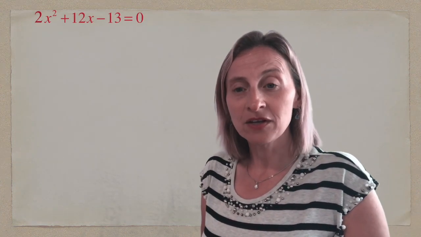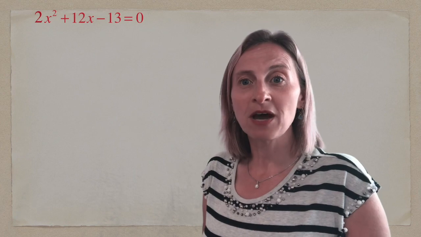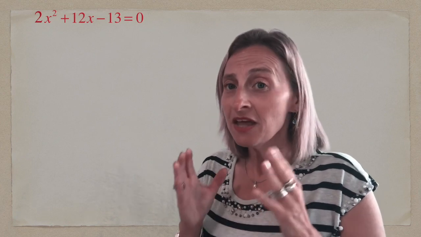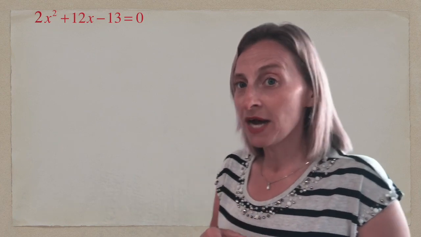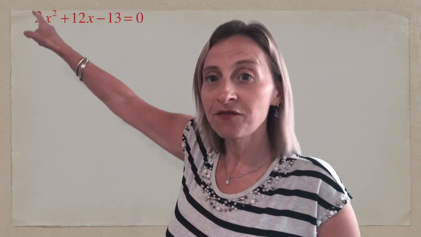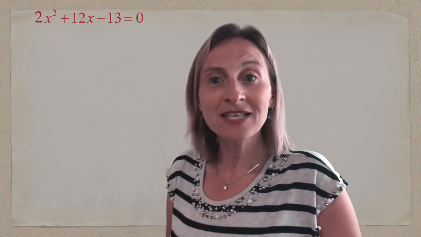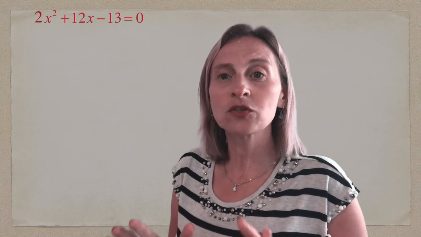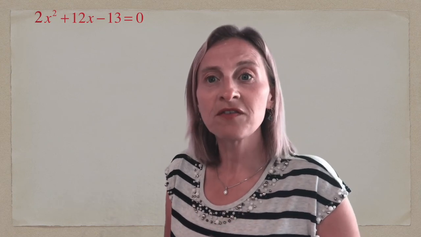Let's do it once more. Hopefully you're starting to get the hang of it. 2x squared plus 12x minus 13 equals 0. This one is slightly different. Why? Because I have a 2 in front of my x squared, and that's a problem. We cannot complete the square ever with a number in front of the x squared.